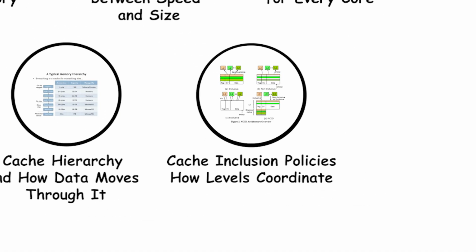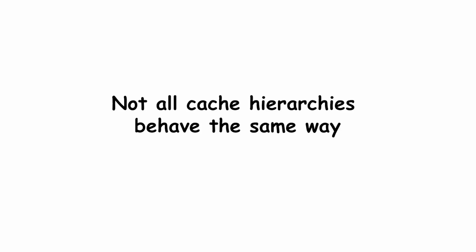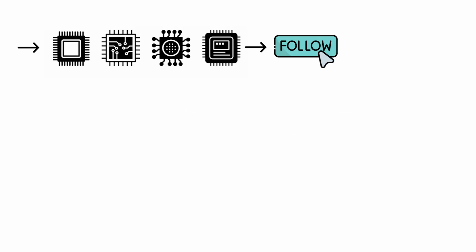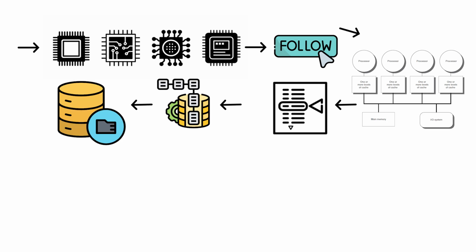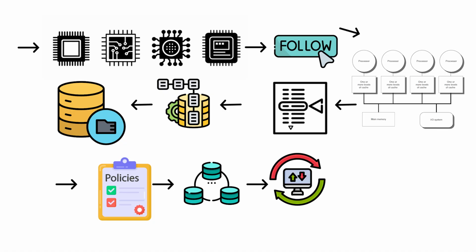Cache inclusion policies. How levels coordinate. Not all cache hierarchies behave the same way. Different CPUs follow different inclusion policies, which determine whether data stored in one cache level is also copied to others. These policies shape how data is shared, replaced, and synchronized between levels. There are three main types: inclusive, exclusive, and non-inclusive, non-exclusive.